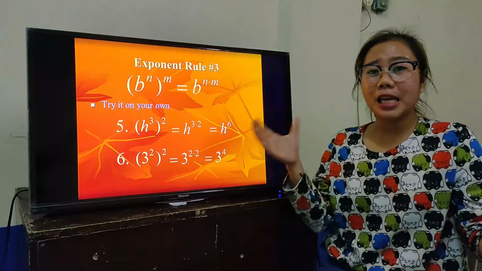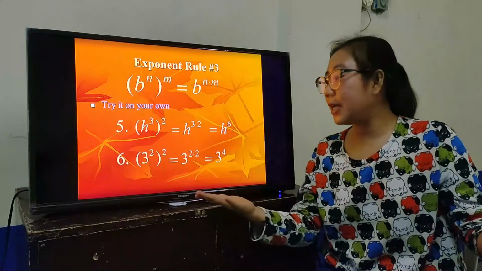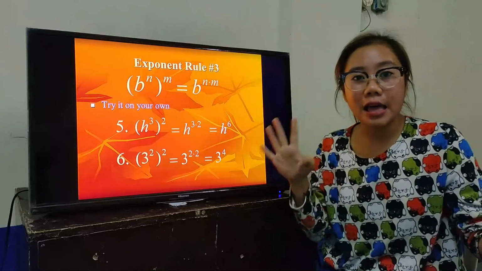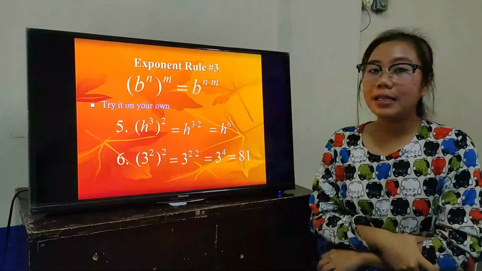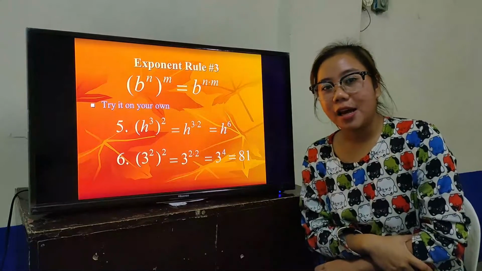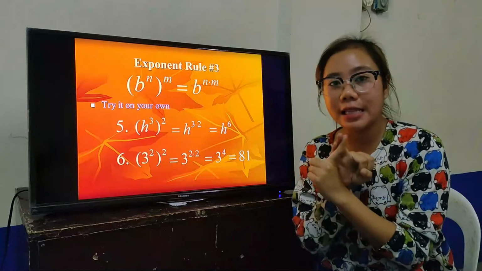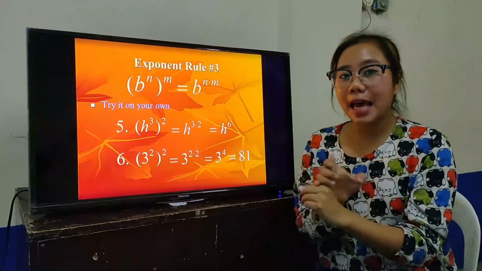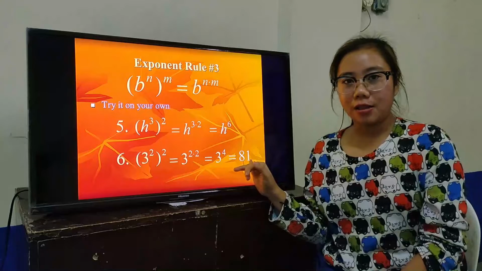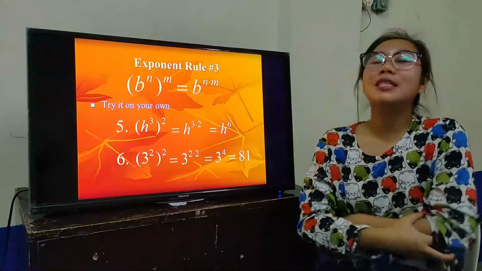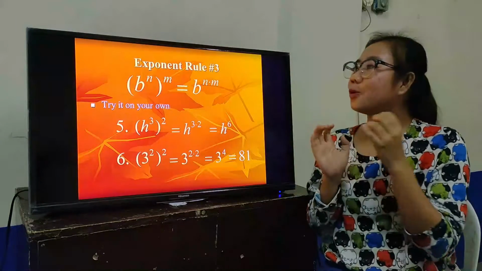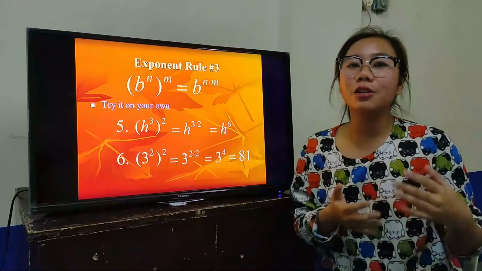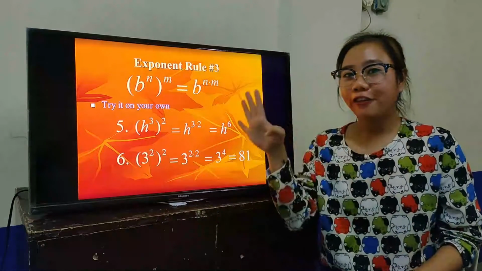So for how many times are you going to multiply the base, or 3 itself? So 4. 3 times 3 times 3 times 3. The answer is 81. 3 times 3 is 9. 9 times 3 is 27. And 27 times 3 is 81. Okay, very good. So, tapos na po tayo sa tatlong rules. Exponent rule number 1, number 2, and number 3. Now let's move on to exponent rule number 4.